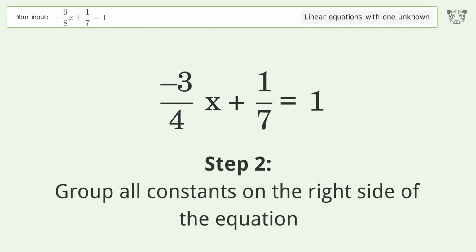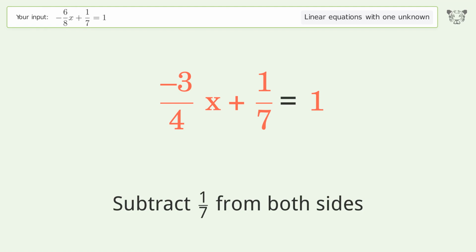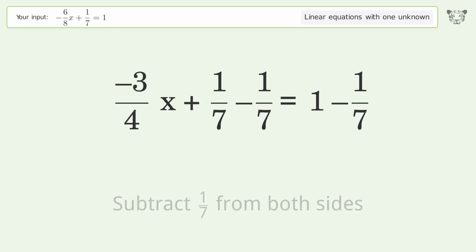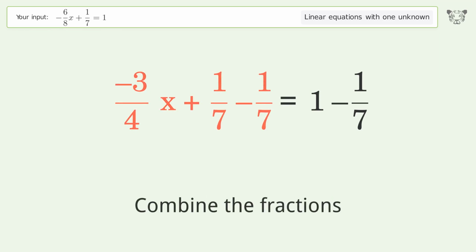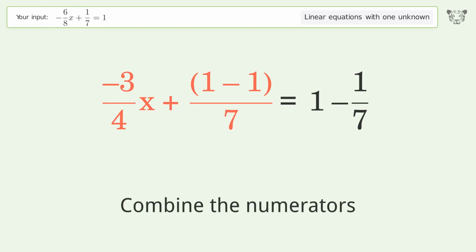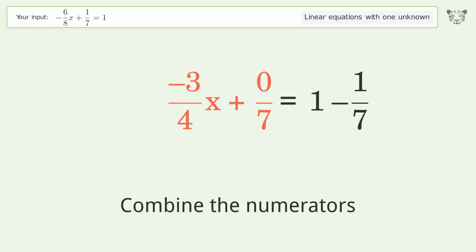Group all constants on the right side of the equation. Subtract 1/7 from both sides. Combine the fractions. Combine the numerators. Reduce the zero numerator.